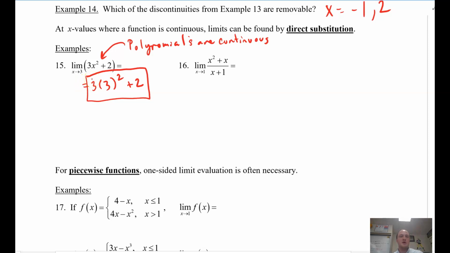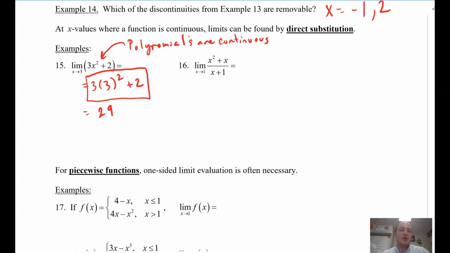The AP exam grants the point if you leave it in numerical form. I mean, this is 29, right? You can calculate this, but if you get that wrong, then you would lose the point, whereas if you just left it in numerical form, you get the point. Okay, number 16.